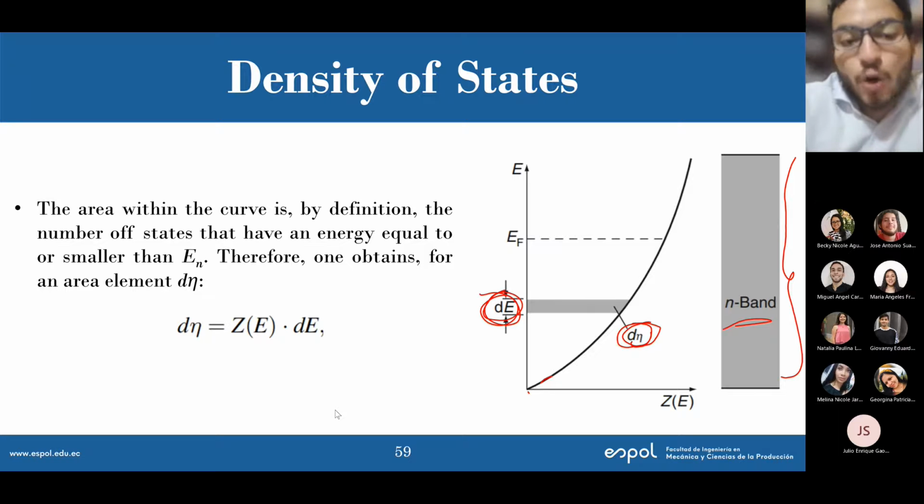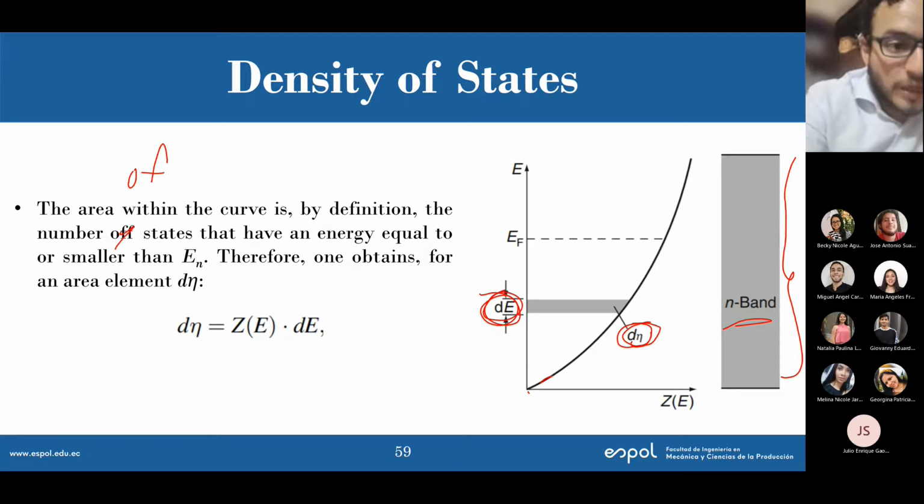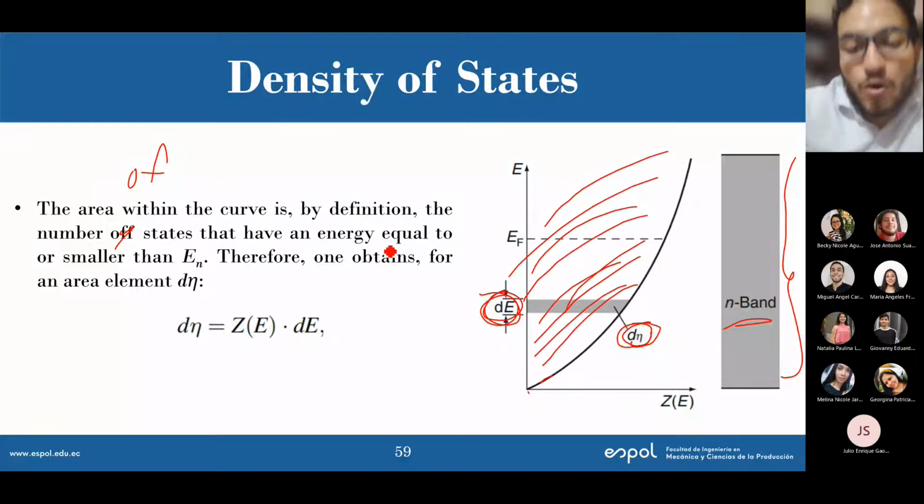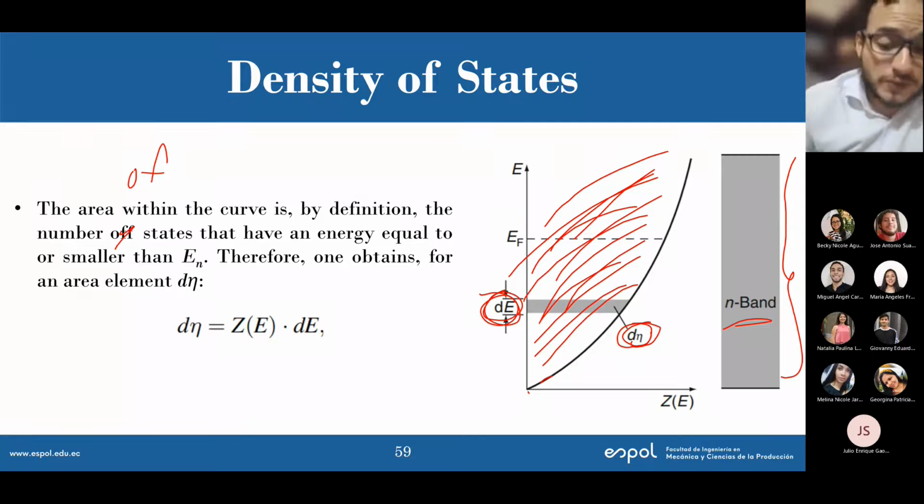The area within the whole curve is the number of states that have an energy equal to or smaller than EM. So the area within this curve, the whole area, is the number of states that have an energy equal to or smaller than EM. Okay, that's for the free electron case.